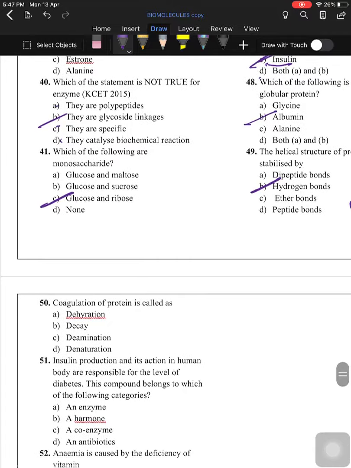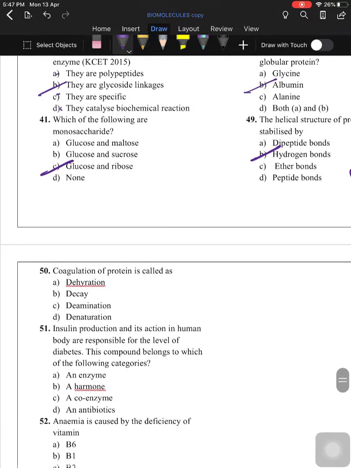Moving on to the 50th, coagulation of protein is also called as dash. You know, the coagulation of blood, coagulation of other amino acids or proteins is also a type of denaturation. Here, complete biological activity will be lost. Solidification of egg white on heating, clotting of blood and curdling of milk are also examples of coagulation only or denaturation only.